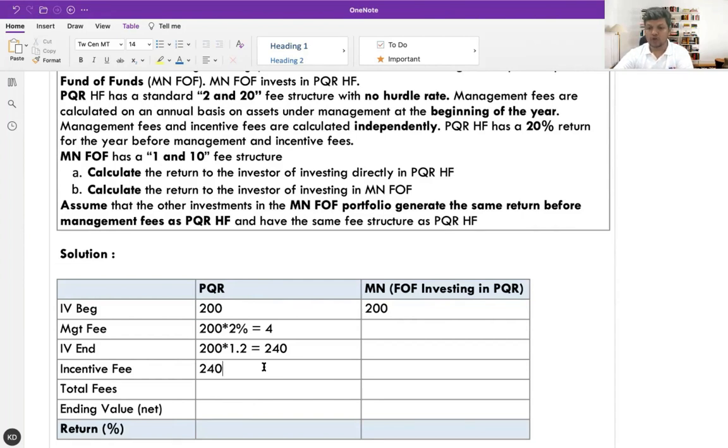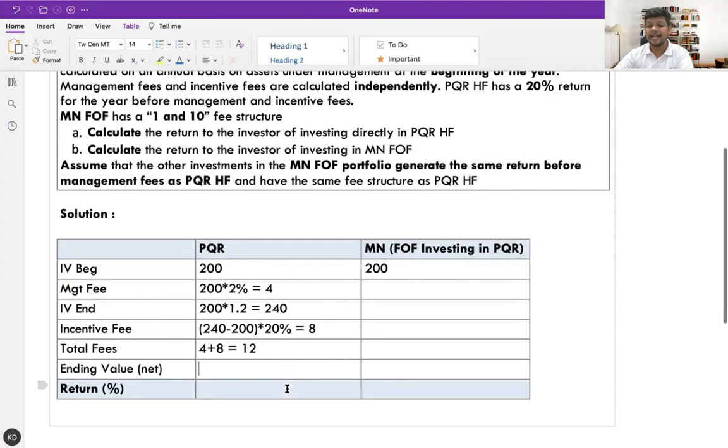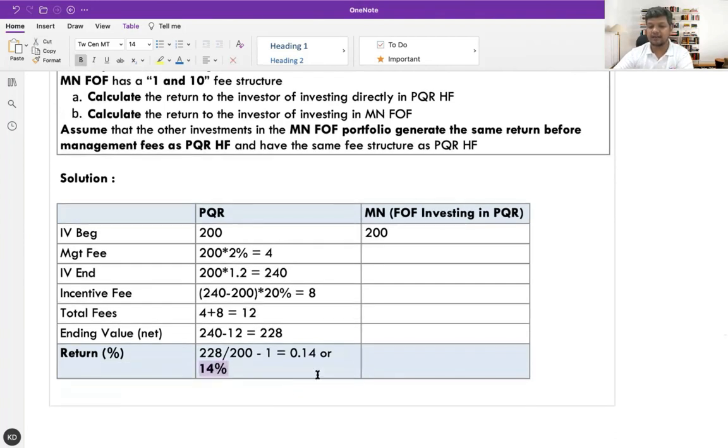No. So 240 minus 200, on this I will be charged how much? 20%, am I correct? That will be my incentive. So the total fees I pay here is 4 plus 8. I'll be paying $12 as fees. So my ending value here will be 240 minus 12. I'll get 228 on 200, which is what I'll be getting, 14%. Am I correct? Just check the calculation.